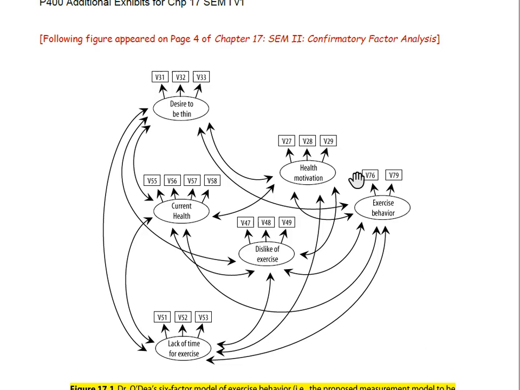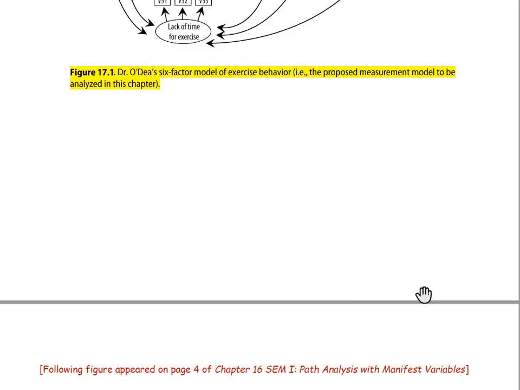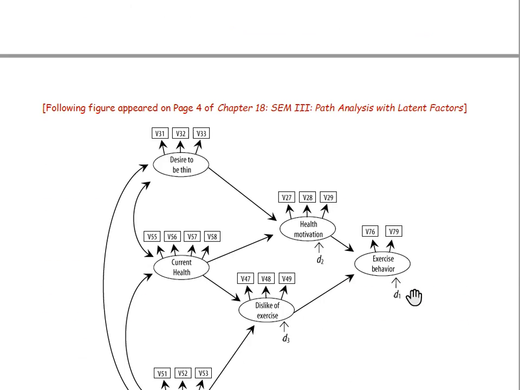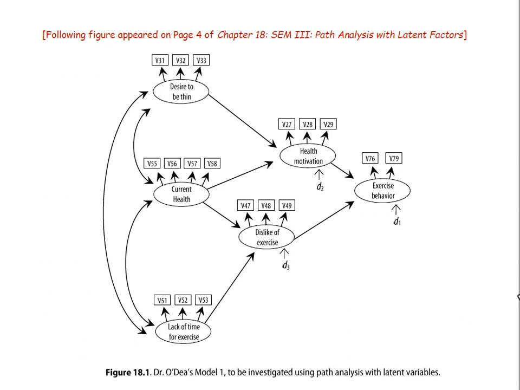What is this text talking about? Dr. O'Day found good support for this measurement model. She used confirmatory factor analysis. She got good support for this measurement model. She'll now modify it. She'll get rid of some of the curved double-headed arrows that represent simple correlations and replace some of them with straight single-headed arrows that represent causal effects. In other words, she'll modify this measurement model so that it becomes this path model.